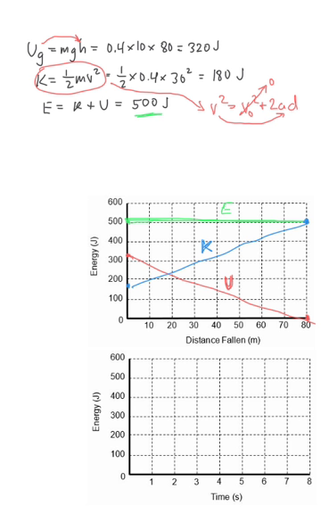Okay, so on to part C. Let's draw graphs of those three energies versus time. First thing we have to figure out is how much time it takes the object to reach the ground. Because we're looking at time, that doesn't show up in any of the energy equations, so we're going to have to use kinematics.